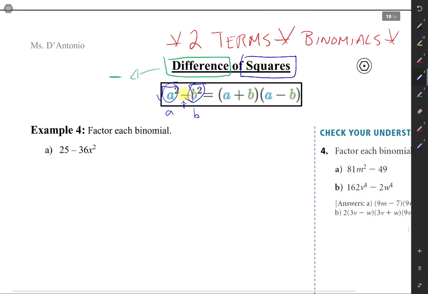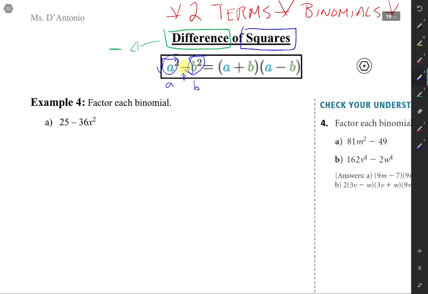So let's look at example 4a. So we have a binomial here. So it has two terms. Let's see if both of those terms are perfect squares. Can we take the square root of both of those? We sure can. We could do the square root of 25 and the square root of 36x squared. So we would get 5 and we would get 6x. So that there is our a and our b.